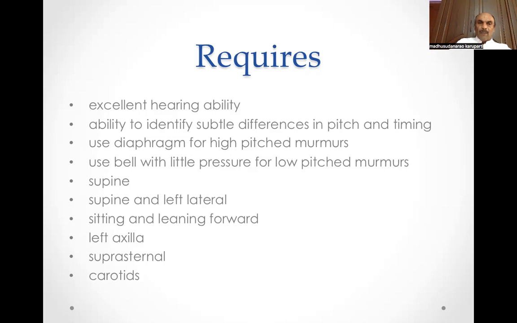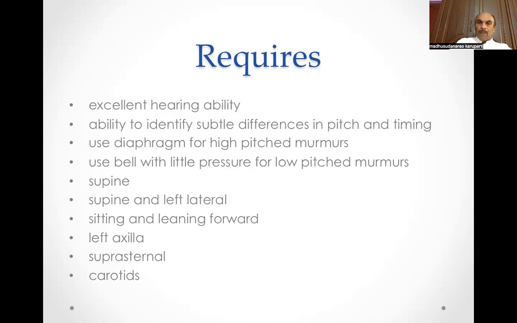You should have the ability to identify subtle differences in pitch and timing of the sounds. You use the diaphragm for high-pitched sounds or murmurs, and the bell with little pressure for low-pitched murmurs. The diaphragm of the stethoscope has to be used for high-pitched murmurs, whereas the bell of the stethoscope with little pressure over the chest should be used for low-pitched murmurs.